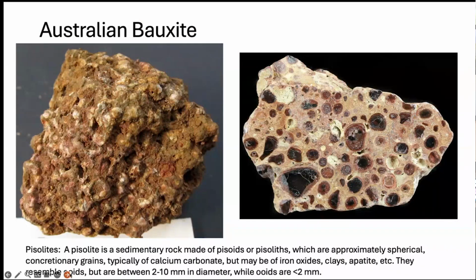So here's some Australian bauxite. You can sort of see it's a weird looking rock with these pisolites. A pisolite is a kind of sedimentary rock made up of pisoids or pisoliths, which are approximately spherical concretionary grains of different things. So they're like ooids. Those of you that know what oolites and ooids are, these are like that, only bigger. This looks like a rock someone would confuse for a meteorite. Yeah, no, it's not a meteorite.